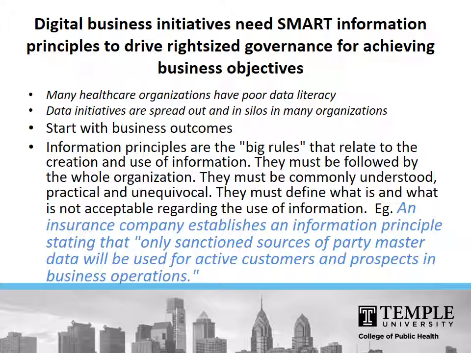Information principles are like the big rules that relate to the creation and use of information. They must be followed by the whole organization. They must be commonly understood, practical, and unequivocal. There can be no ambiguity among the classifications of data. Somebody should not look at a policy or a procedure and say, well, I'm not really sure how to read this and what I'm supposed to do. They must define what is and what is not acceptable regarding the use of information. So it's not a guideline, it's a rule.